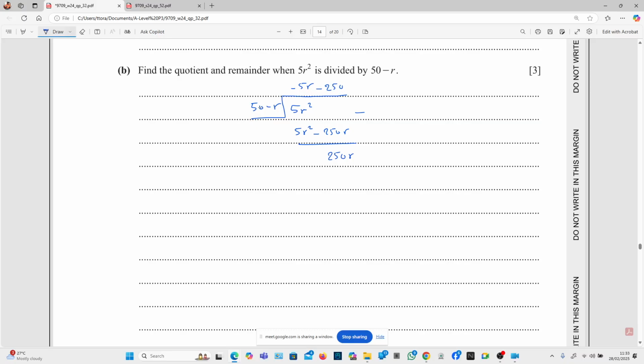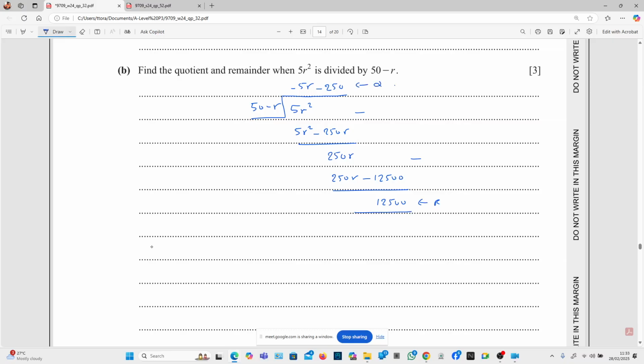And 250r divided by minus r is minus 250. So minus 250 times minus r is plus 250r, and then minus 250 times 50 is minus 12,500. So now we subtract this, and these two cancel out, minus minus turns out to be plus, so we got this as 12,500. Now this is our remainder, and that's the quotient.